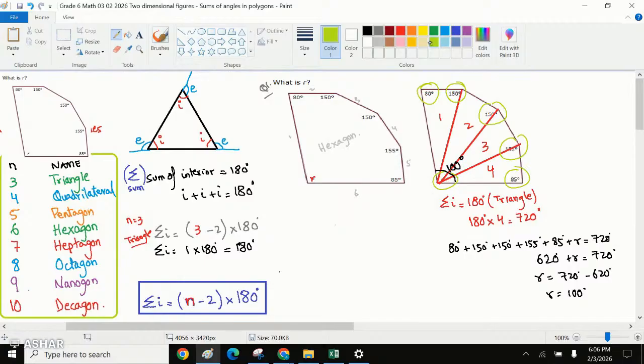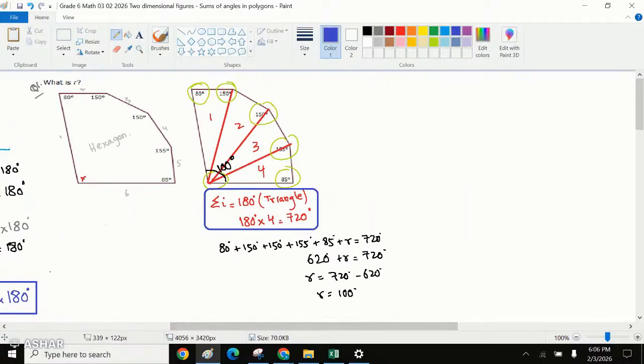The most important part for us was to find this value: the total sum of the interior angles. Agreed? So what we did was we tried breaking this shape into multiple shapes, okay? Let's just move this over here.